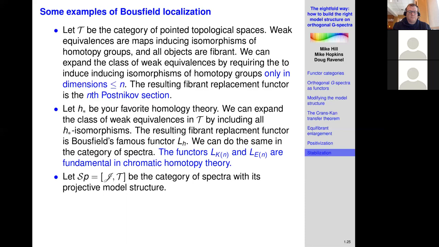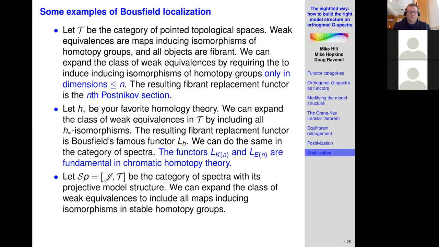Now, a third example, the example that's relevant to this talk. So let's say we've got the category of spectra with the projective model structure, and I'm going to expand the class of weak equivalences to include all maps that induce isomorphisms in stable homotopy groups. So it's a much weaker condition than saying that a map has to be a weak equivalence at every level. Instead, it's merely required to induce an isomorphism of stable homotopy groups.